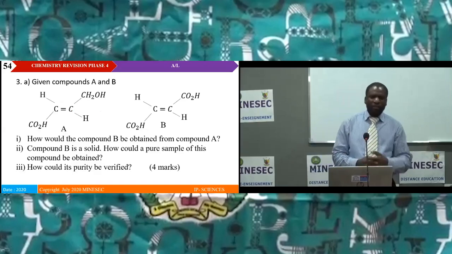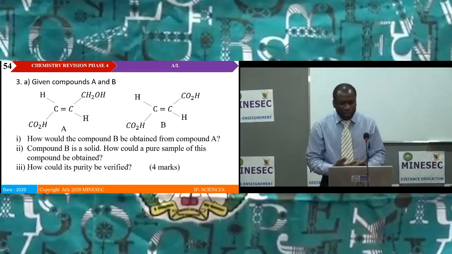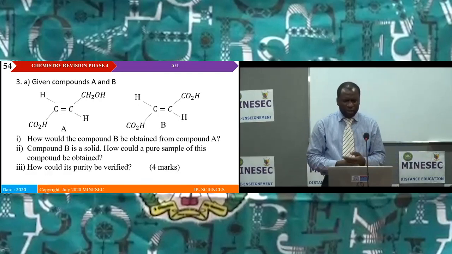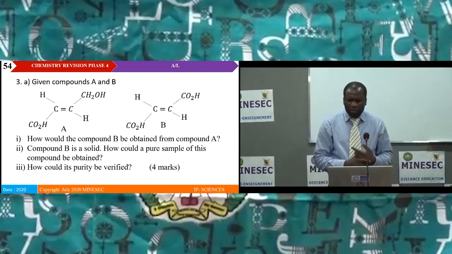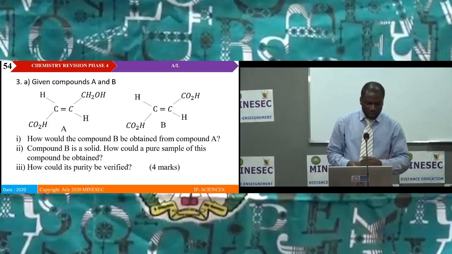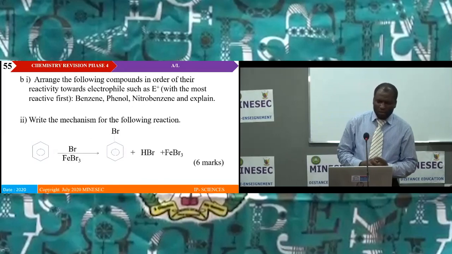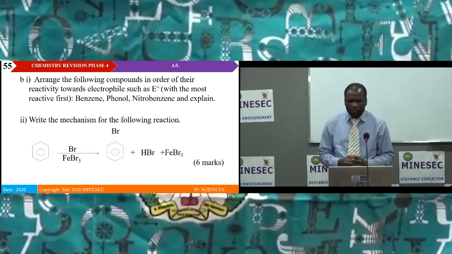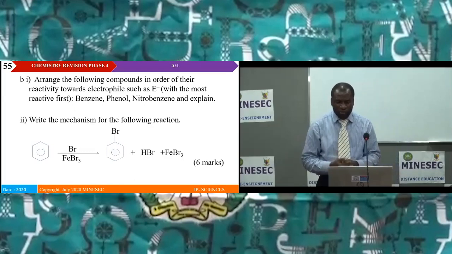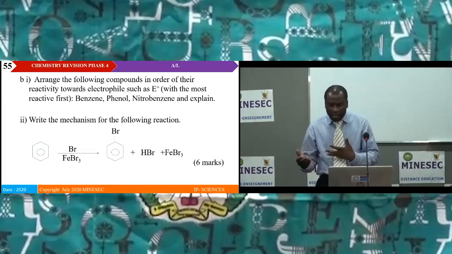Three, given compounds A and B, the compounds are projected on your screen. How would compound B be obtained from compound A? Compound B is a solid. How would a pure sample of this compound be obtained? Roman 3, how could its purity be verified? B, Roman 1, arrange the following compounds in order of their reactivity towards an electrophile such as E plus, with the most reactive first: benzene, phenol, nitrobenzene, and explain.